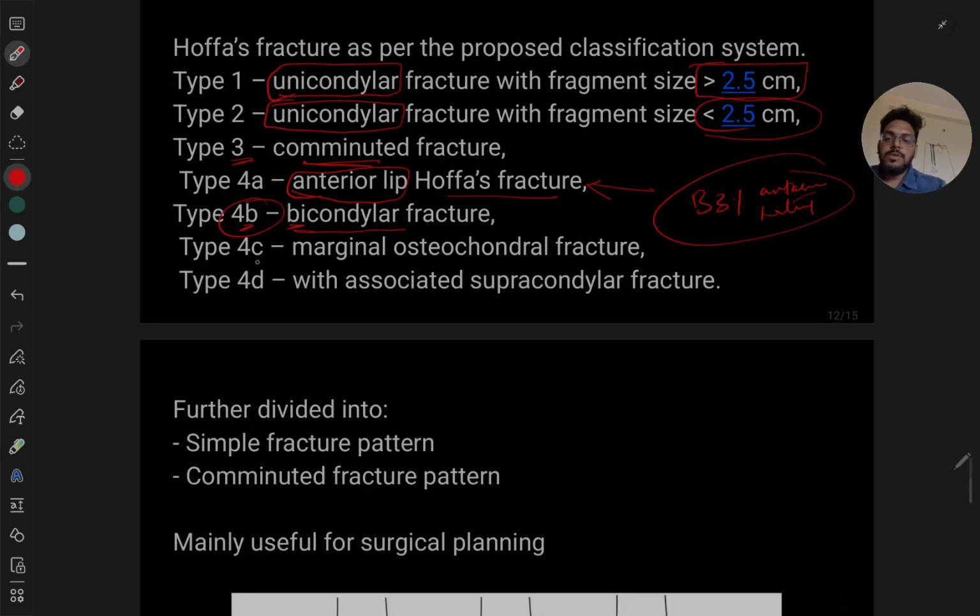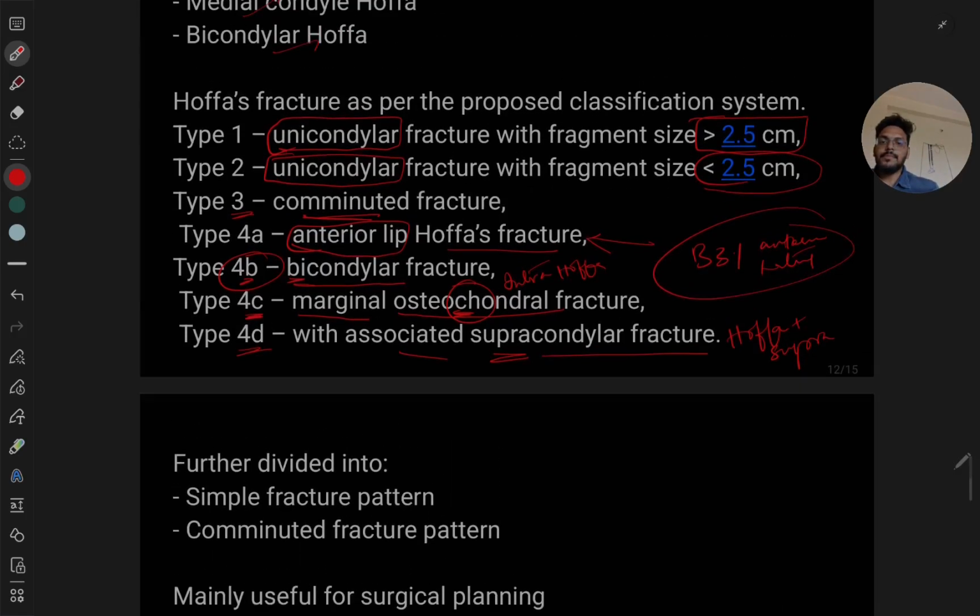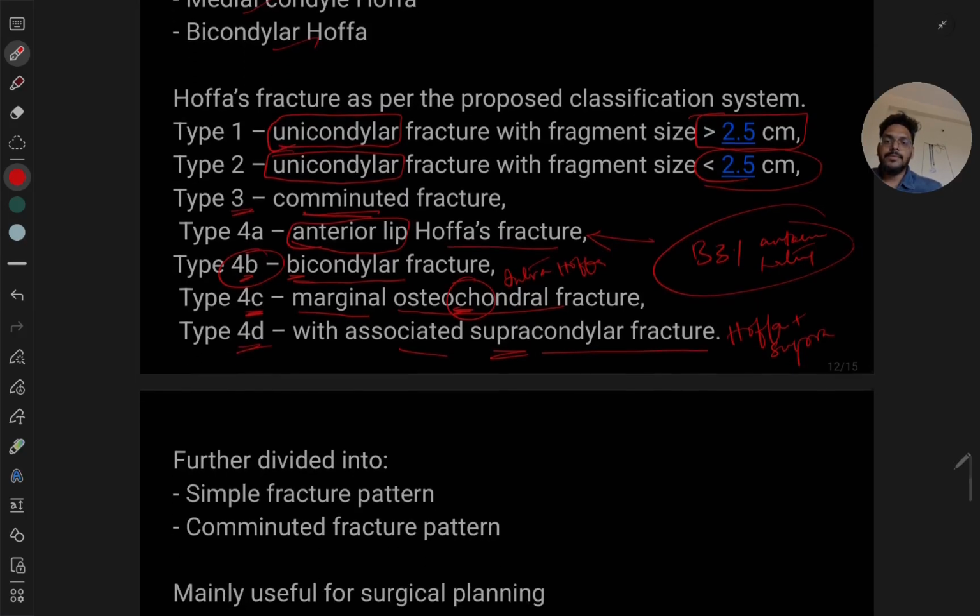4C is, C is chondral, so osteochondral. Marginal osteochondral fracture means it's an intra-articular Hoffa fracture. Intra-articular Hoffa fracture is 4C. 4D is a supracondylar fracture, Hoffa plus supracondylar fracture. It is 4D. This is Bagaria et al.'s classification.